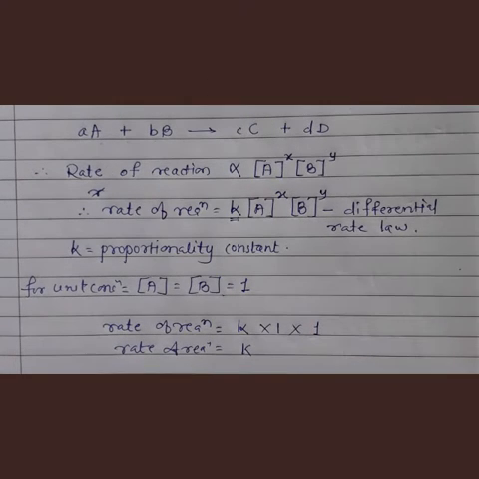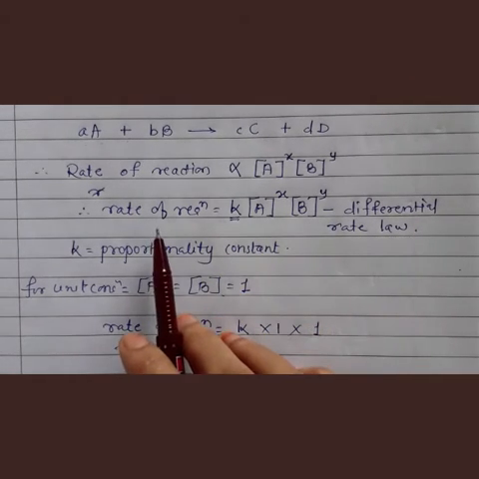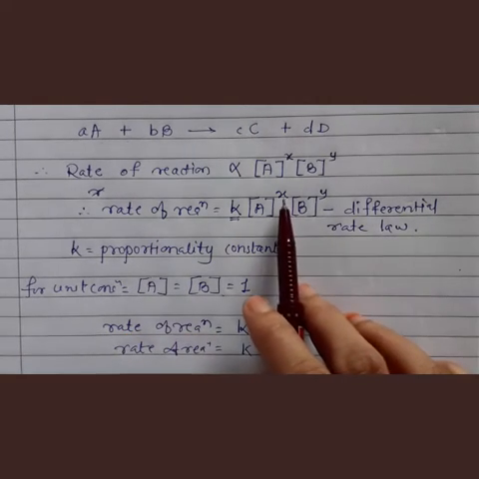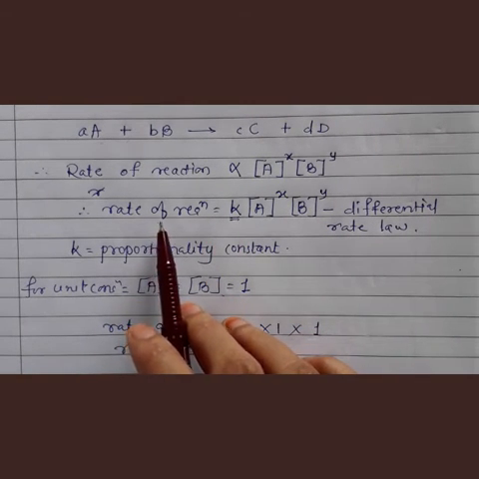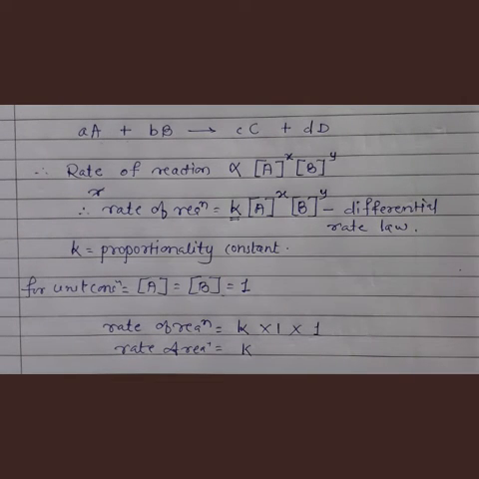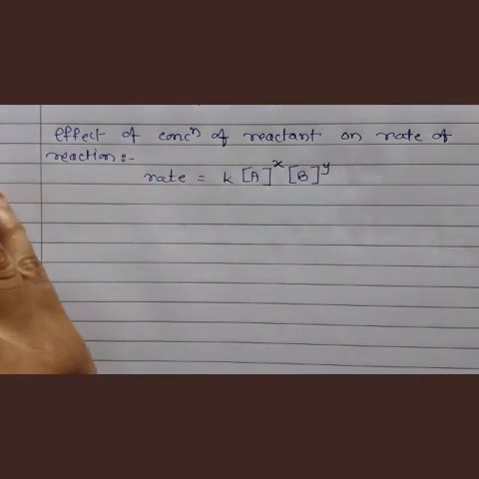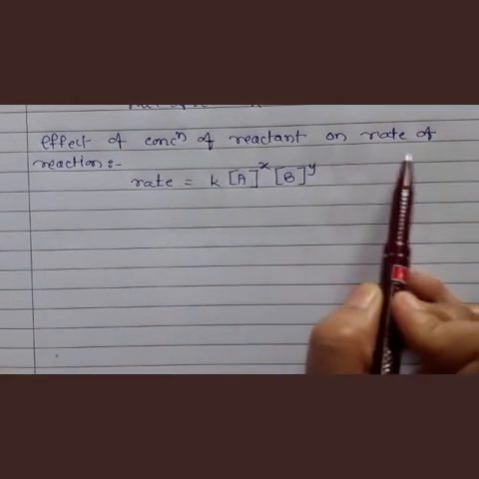Okay. Now, the exponents x and y appearing in the rate law tell us how the concentration change affects the rate of reaction. Understand? When the concentration of reactant changes, the rate of reaction also changes. So when these values x and y in the rate law change, the rate of reaction also changes. Understand? And let us see it in detail, how the rate of reaction changes with the concentration of reactant. So let us see the effect of concentration of reactant on rate of reaction.